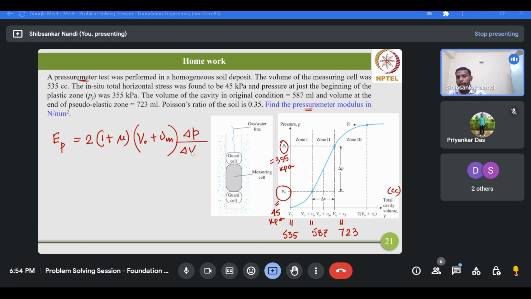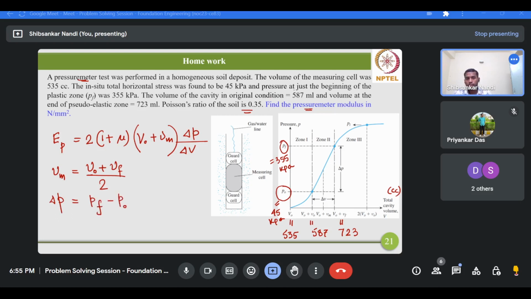And if you see very carefully, all these data are with you. Mu is the Poisson's ratio of the soil, 0.35. Capital V0 is the volume of the measuring cell, 535 cc or ml. Then Vm is nothing but the average value of the initial and the final condition of the pseudoelastic zone, the average value, small v0 plus small vf by 2. And then delta P is nothing but Pf minus P0.